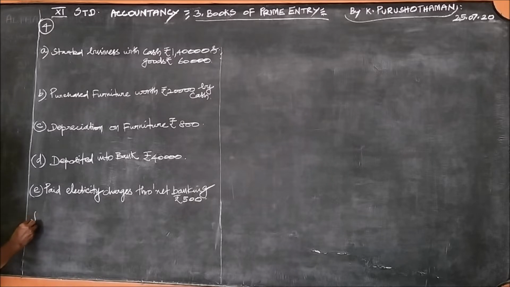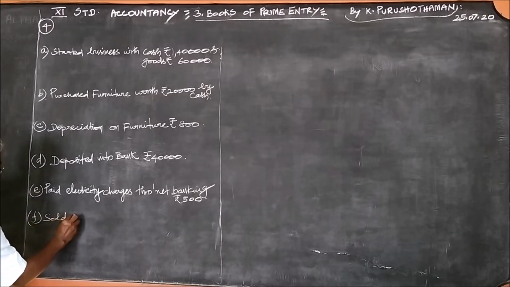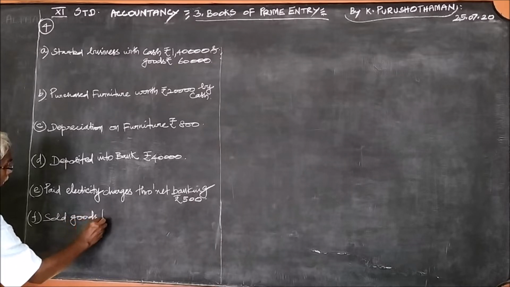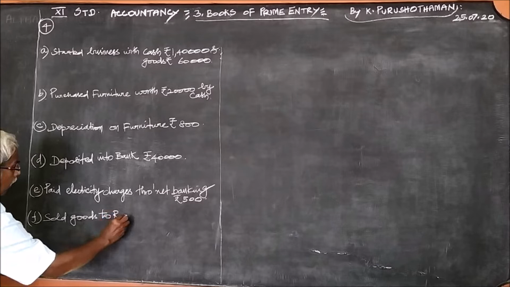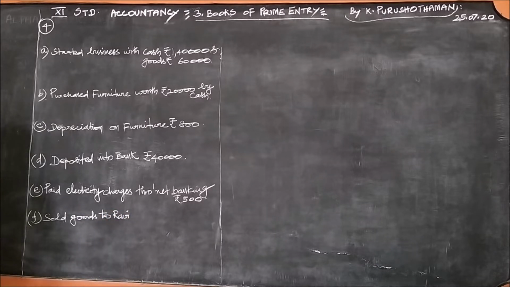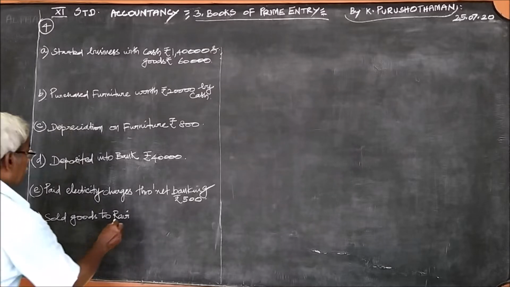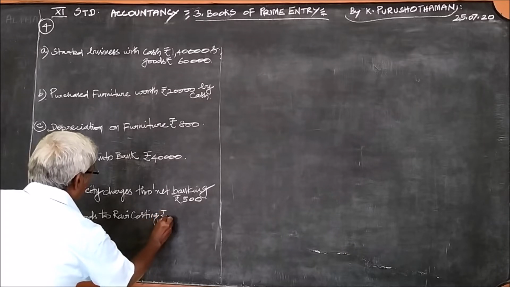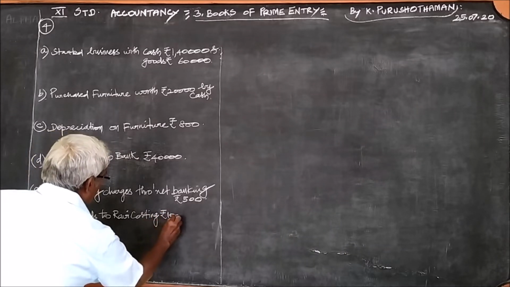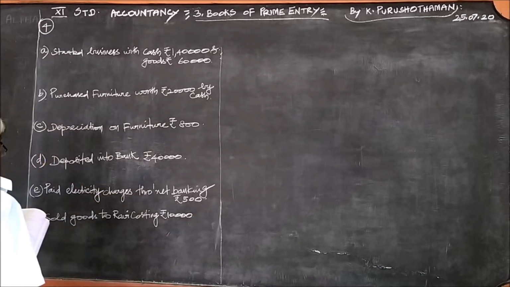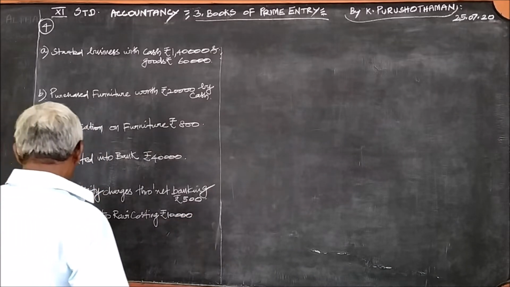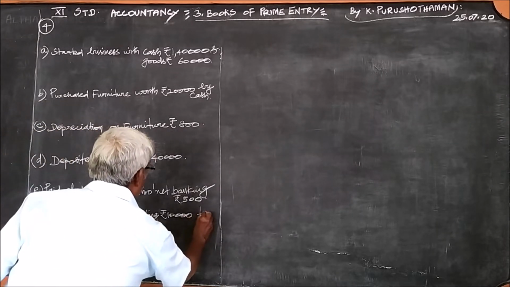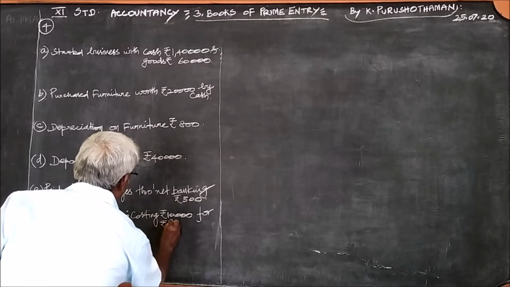Then F. Sold goods to Ravi costing 10,000 for rupees 15,000.